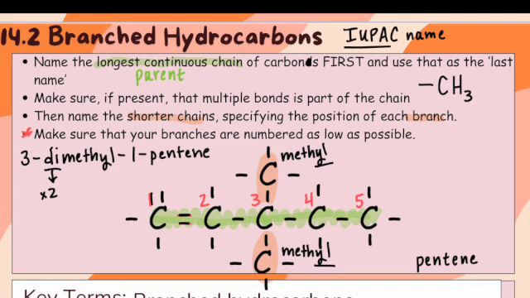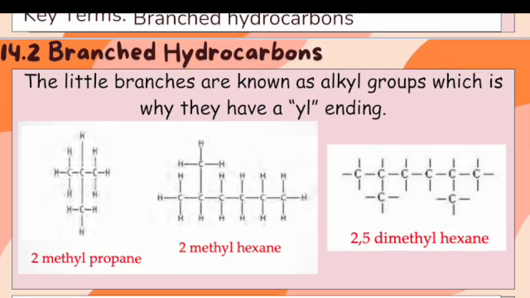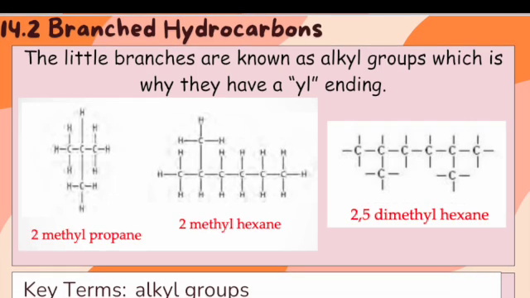Then we have 2 methyl groups, so 2 CH3 groups, both off of the third carbon in that parent chain. Okay, so that's what this name is telling us. These little branches that I was referring to, or these shorter chains that branch off from that parent chain, are known as alkyl groups. Okay, so that's why they end with the YL. So any smaller chain that branches off from the parent chain, you would change the ending to the YL.